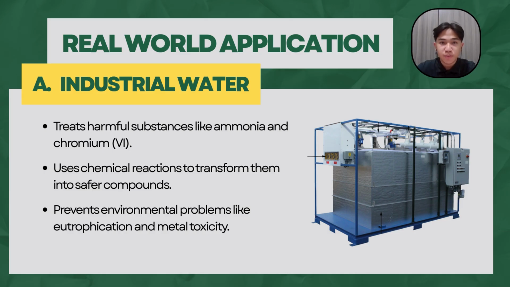Let's examine how these principles work in practice, starting with industrial water treatment. Chemical treatment plays a crucial role in protecting our water systems from industrial contamination. Redox reactions are commonly used to address two particularly dangerous pollutants, namely ammonia and hexavalent chromium. Ammonia, while seemingly harmless, can devastate aquatic ecosystems by causing eutrophication, an excessive plant growth that depletes oxygen and kills fish. Redox treatment oxidizes ammonia into nitrate, which is far less harmful to aquatic life.